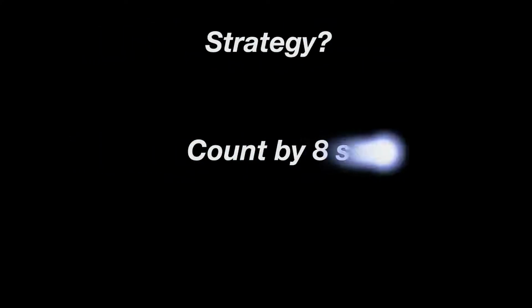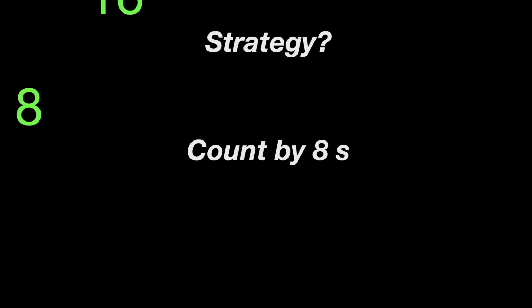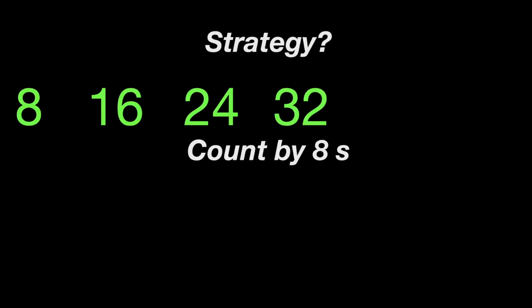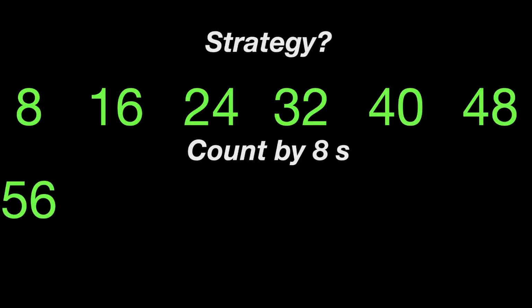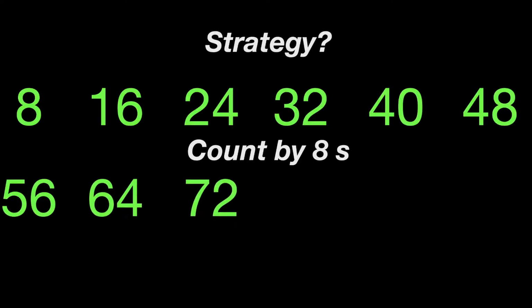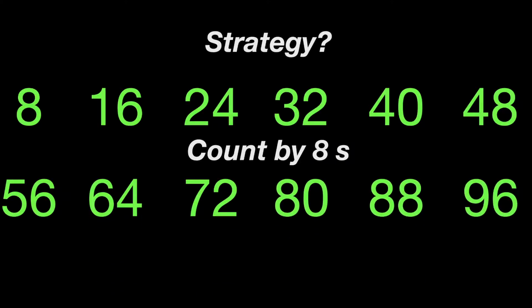Our strategy today is counting by 8s. For example, 8, 16, 24, 32, 40, 48, 56, 64, 72, 80, 88, and 96. It's okay. You'll get it after a while, and we will be practicing that a lot today.